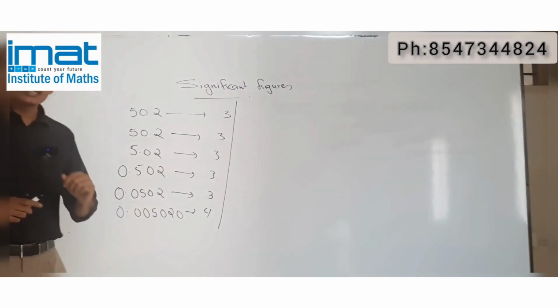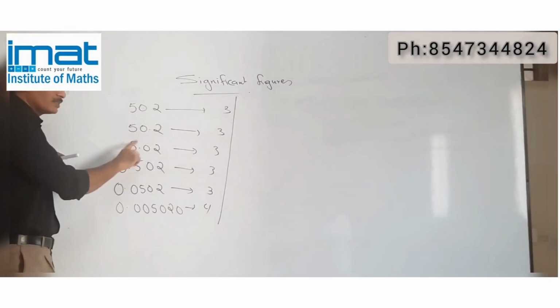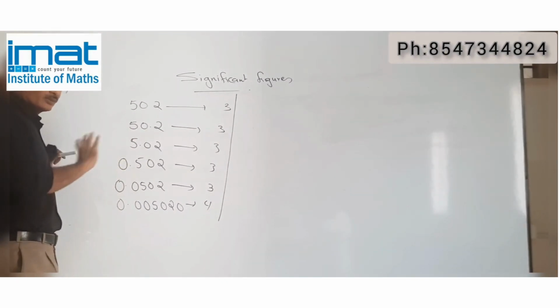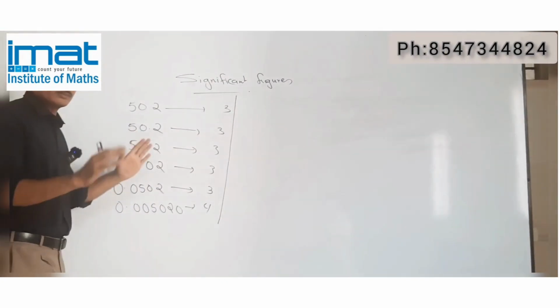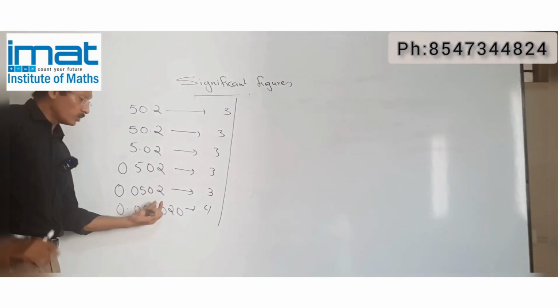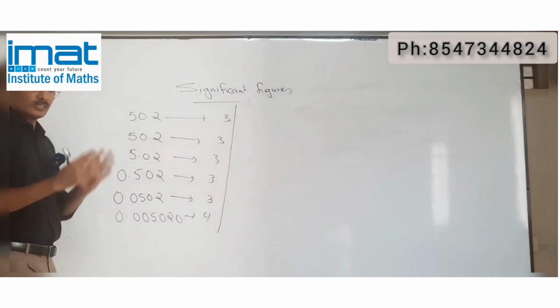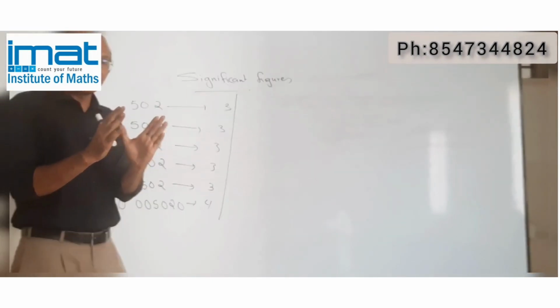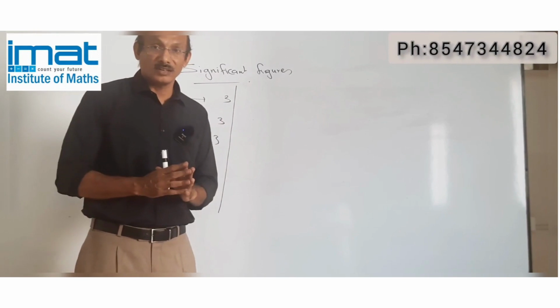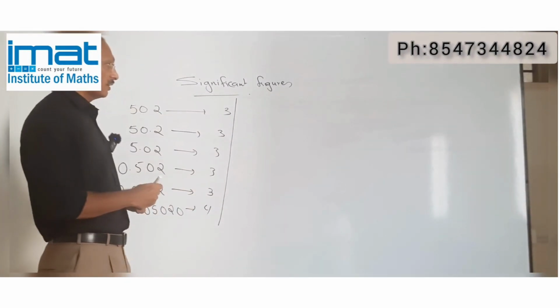Now, what else should you know? Number 1, the decimals are not counted, decimals are disregarded, you just leave the decimals when you count the significant figures. Zeros in between are counted, zeros after the numerals are counted. So these are the points that you should keep in mind when you see significant figures.